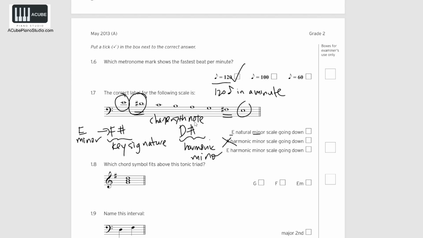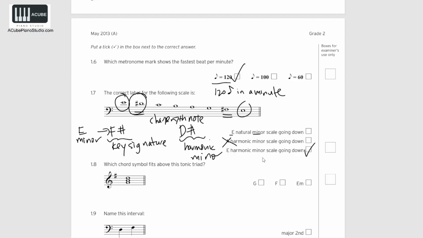Okay, so from here, we know that it is an E harmonic minor scale going down, because firstly, for all E minor, you need F sharp, because that is the key signature of E minor. Then if you are going to play the harmonic minor, then you need to sharpen the 7th note. The 7th note from E is D. So we need to sharpen D, which gives us D sharp. Okay, so because there is both F sharp and D sharp, it is the harmonic minor.